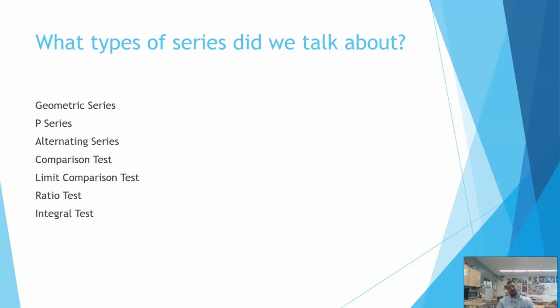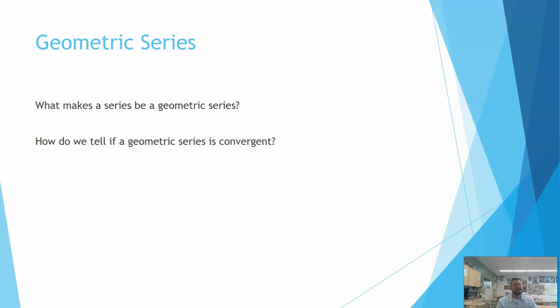Now, we did talk about a bunch of series. We're going to go over all of these here in just a minute, but we have all of these series that we are going to talk about, as well as tests that we can use to determine whether or not those series are going to be convergent or divergent. So the first type of series we're going to talk about is a geometric series.